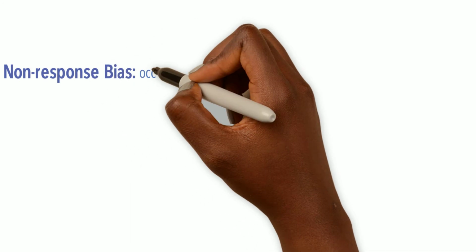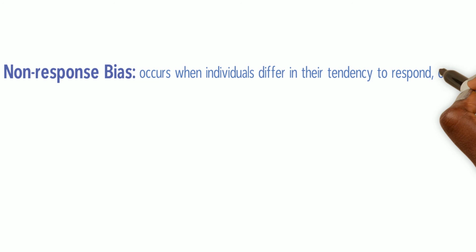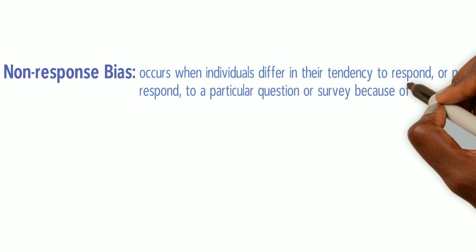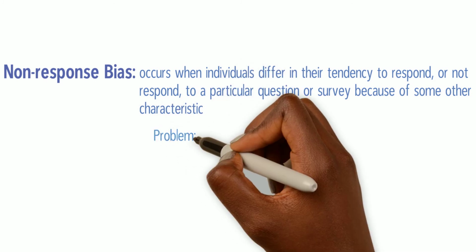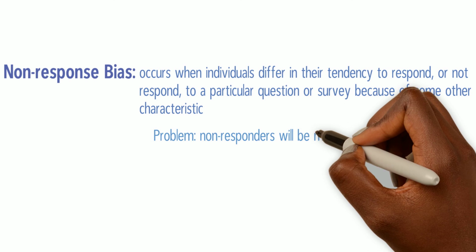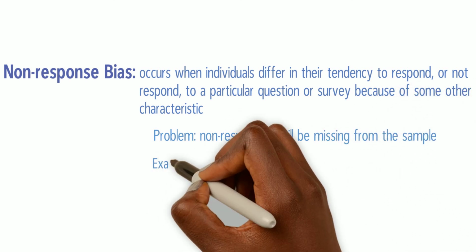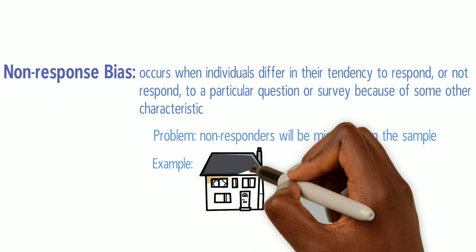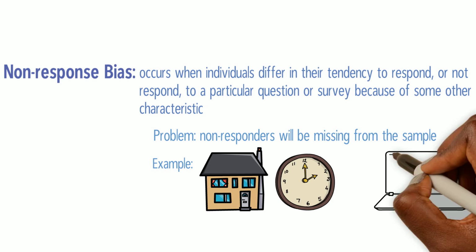Non-response bias occurs when individuals differ in their tendency to respond or not respond to a particular question or survey because of some other characteristic. This is a problem because non-responders will be missing from the sample. An example of this could be a survey that is conducted by going door to door on a weekday at 2 p.m., which will get a different set of people as compared to one that is conducted online.